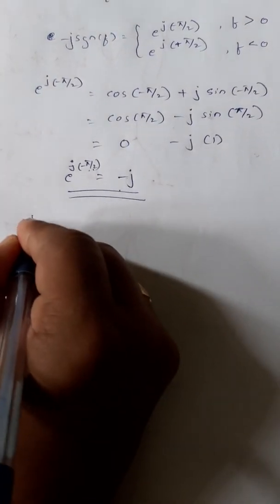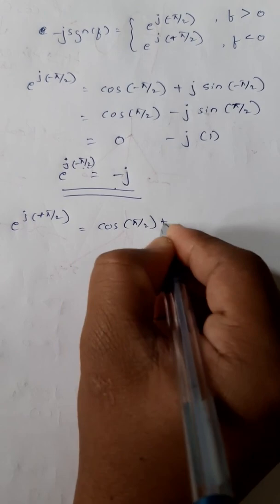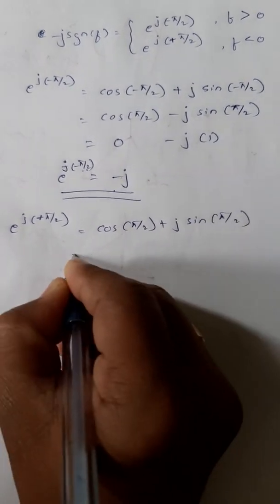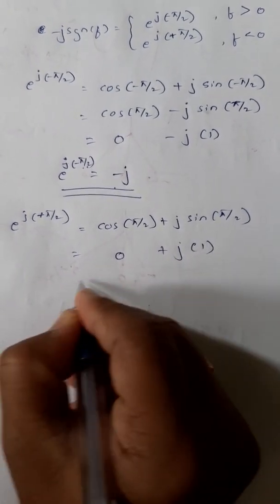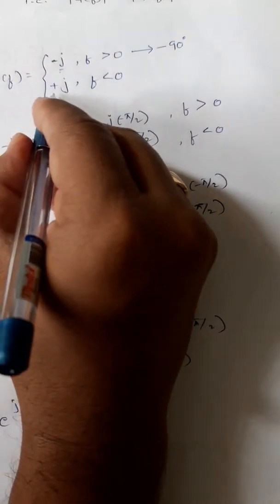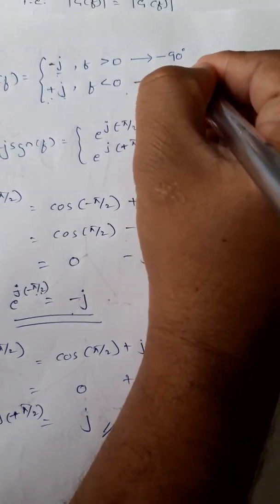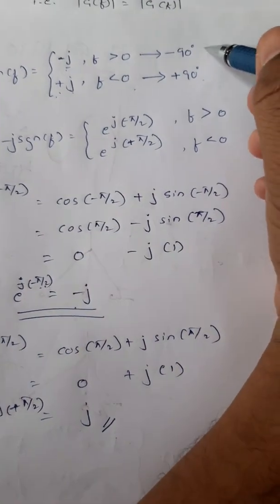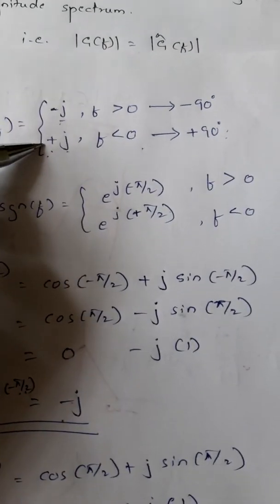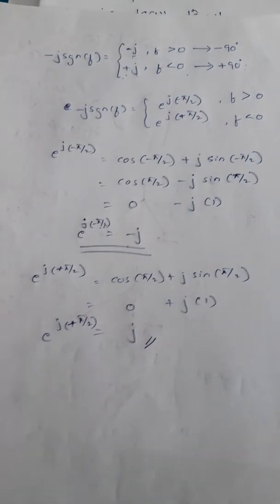Similarly, if I take e raised to j plus pi by 2, it's cos pi by 2 plus j sine pi by 2. Cos pi by 2 is 0, plus j times sine pi by 2, which is 1. So it will be j. So e raised to j plus pi by 2 is equal to j. What does it mean? For all negative frequencies it is plus j, that is nothing but plus 90 degree. Only for these angles the imaginary terms will be minus j and plus j. For the rest, it will be different. That's why we are telling it is going to shift by minus 90 for positive frequencies and by plus 90 for negative frequencies. After completion of this, let me start with the properties of the Hilbert transform.